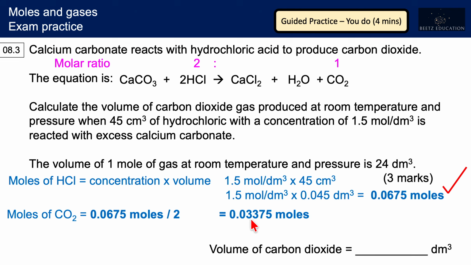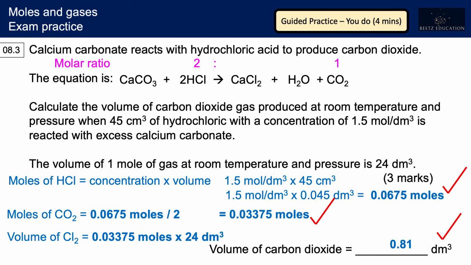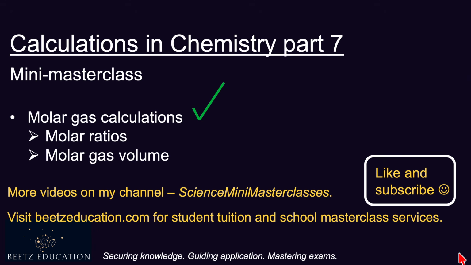0.03375 moles. And the final step, as with the previous examples, is to multiply by the molar gas volume, which was given in the question, to give you 0.81 decimeters cubed. Job's a good one. That's a wrap. Part 7 of calculations in chemistry complete. Molar gas calculations ticked off the list.